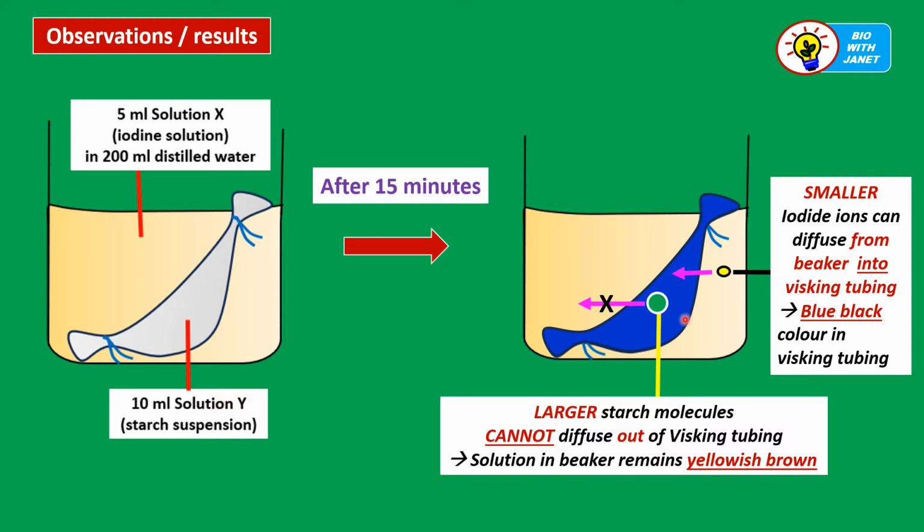So that's why whisking tubing is called a selectively permeable membrane, because it allows the iodide ions to pass through it, but not the larger starch molecules. So the larger starch molecules are prevented from moving through the whisking tubing into the solution in the beaker. Thus, the solution in the beaker here remains brown, yellowish brown, as in the original condition. All right.